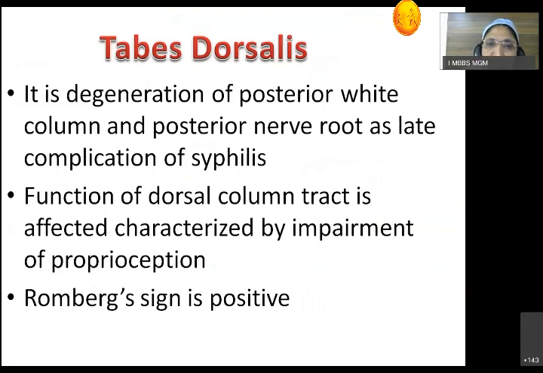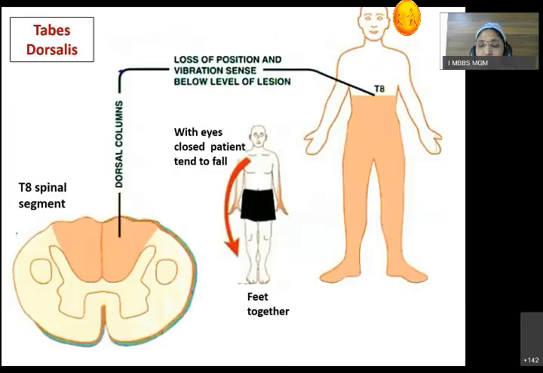Another condition related to the spinal cord is tabes dorsalis. What is tabes dorsalis? It is a degeneration of the posterior white column and posterior nerve roots. Why does it occur? It occurs because of a complication of syphilis. In tabes dorsalis, there is loss of function of the dorsal column. What is the function of the dorsal column? Proprioception. So there is loss of proprioception.